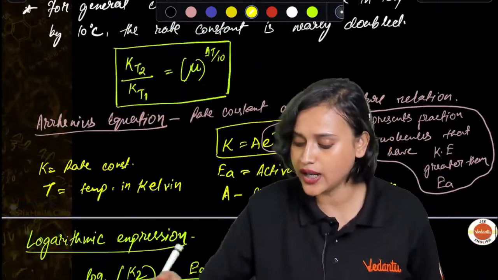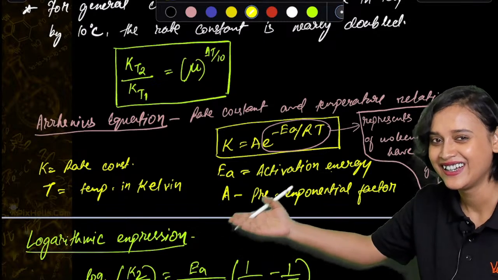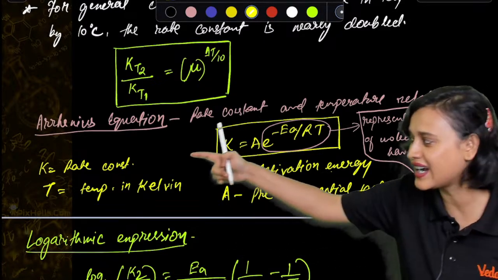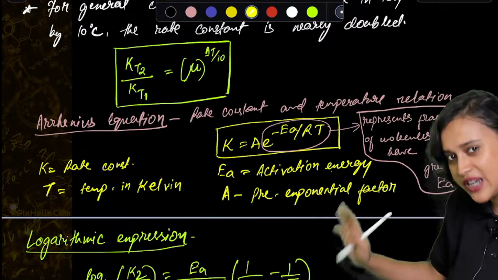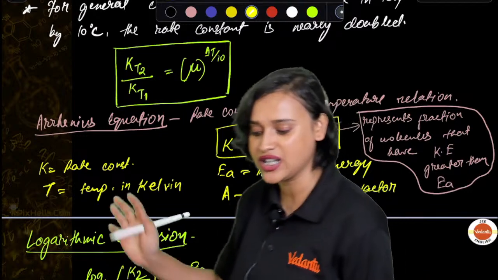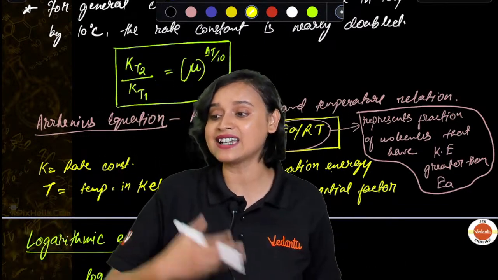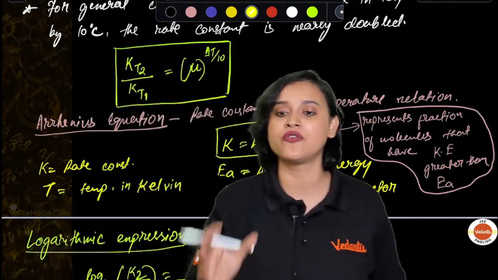Temperature coefficient. Arey baba, T is there, temperature in Kelvin. So what are you doing? You are relating rate constant with temperature, and that's it. The Arrhenius equation gives you the exact relation of temperature and rate constant. Cool? Alright, not coefficient, temperature. Sorry.